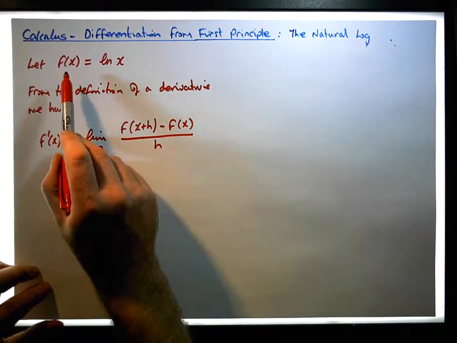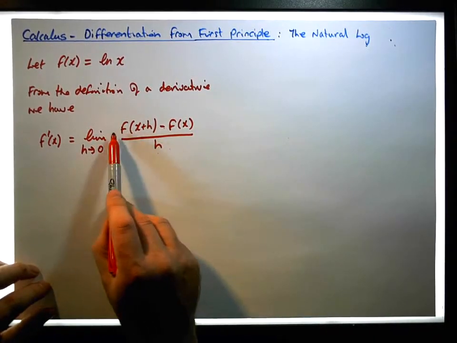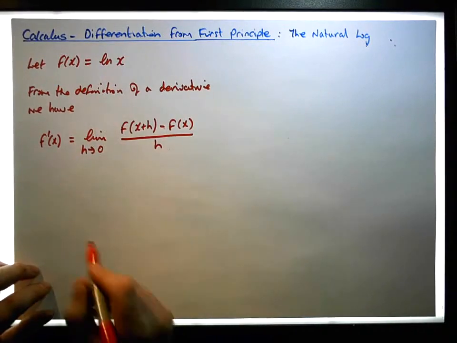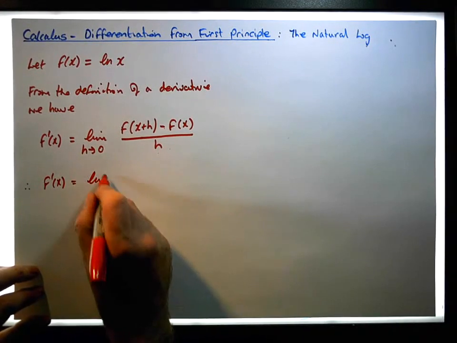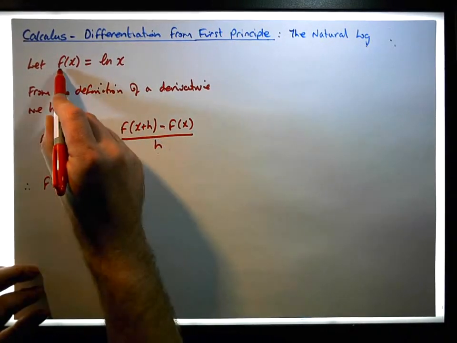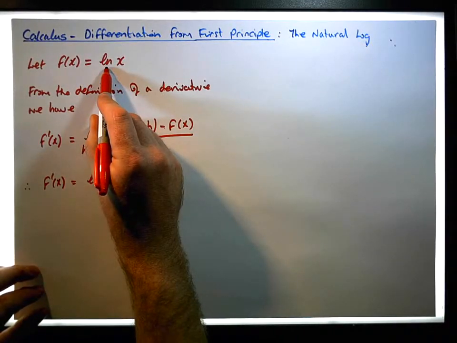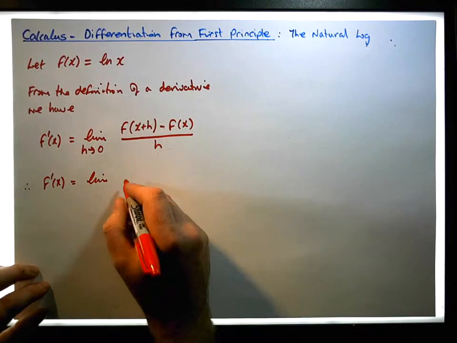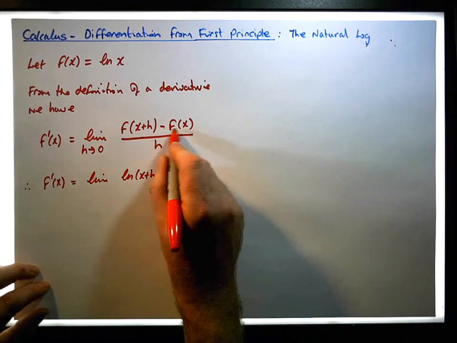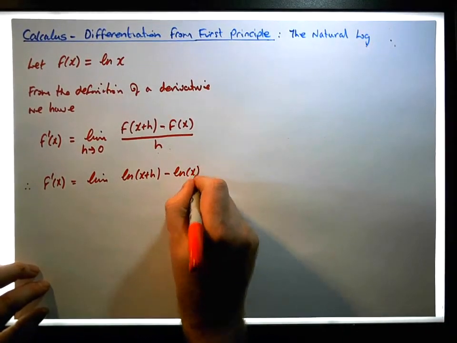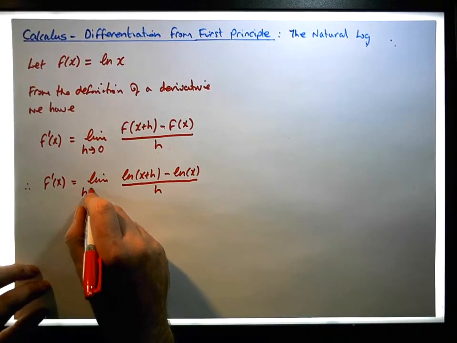So in our situation, f of x is actually the natural log function. So what we're going to do is evaluate f of x at x plus h and see what we get. Therefore f prime of x must be equal to the limit of f of x plus h, which is simply the natural logarithm evaluated at x plus h, so it's ln of x plus h, minus f of x, which is just ln of x, all divided by h, as h tends to 0.